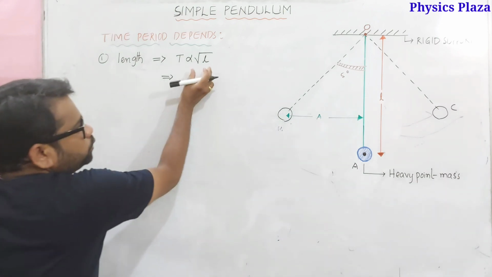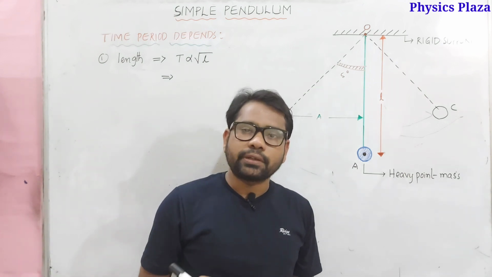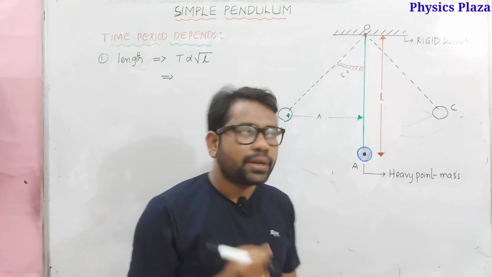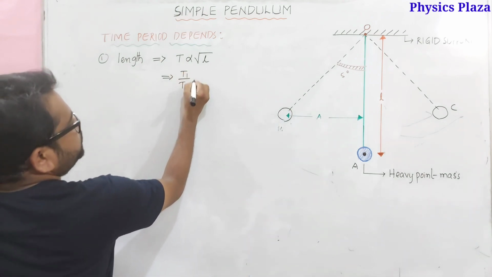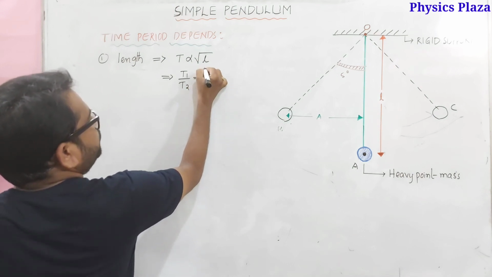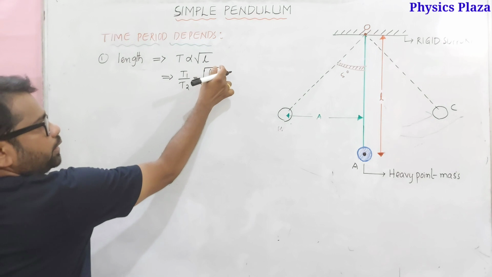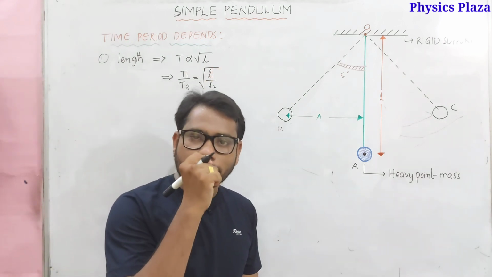For example, two simple pendulums with lengths L1, L2 respectively. Then how to compare their time periods? For that we use T1 by T2 is equal to square root of L1 by L2. If the L1, L2 values are given, obviously we can calculate the time periods, the T1, T2 values.